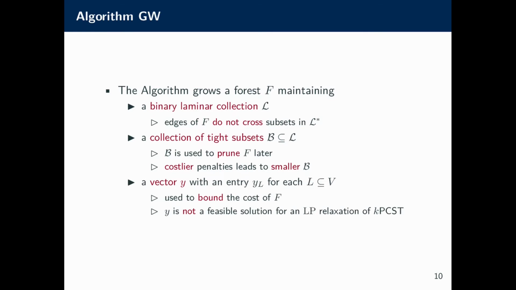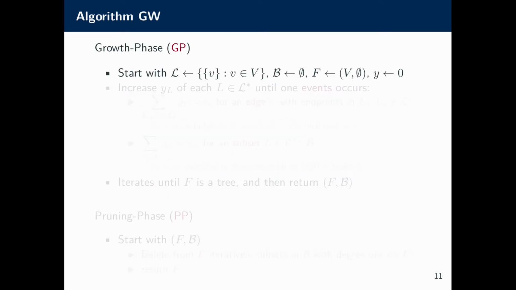It also maintains a vector Y with an entry Y_L for each subset L of V. And in our particular algorithm, Y is not actually a feasible solution for an LP relaxation. We actually compare Y directly to an integral solution. The algorithm is split in 2 phases.